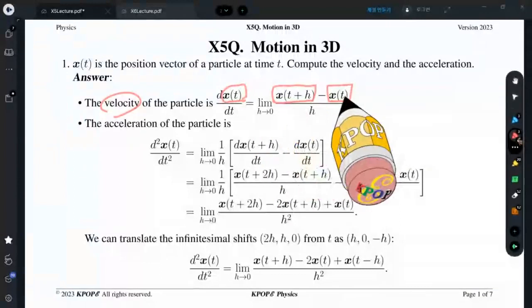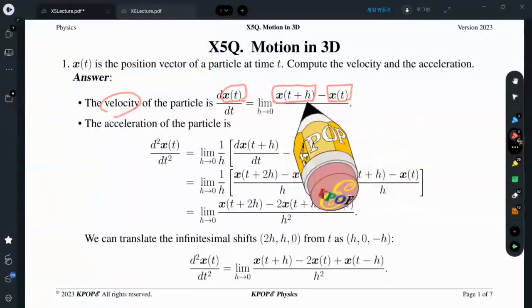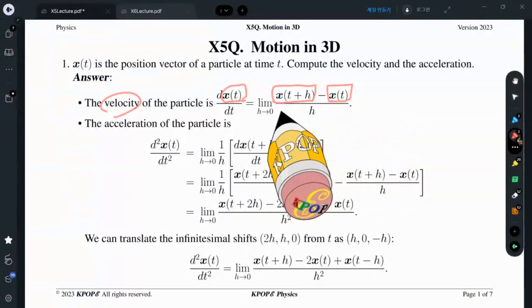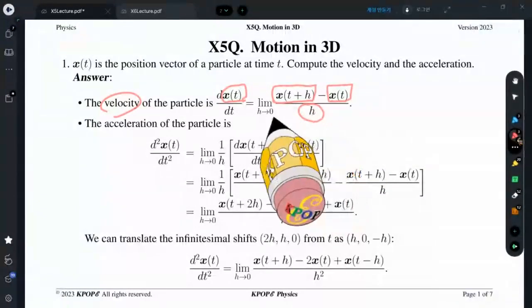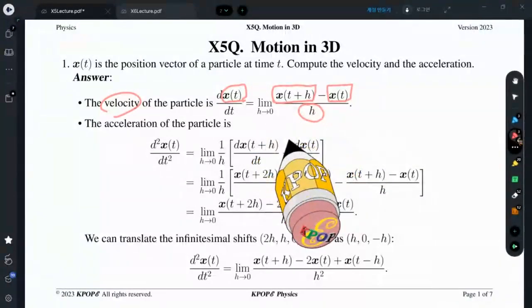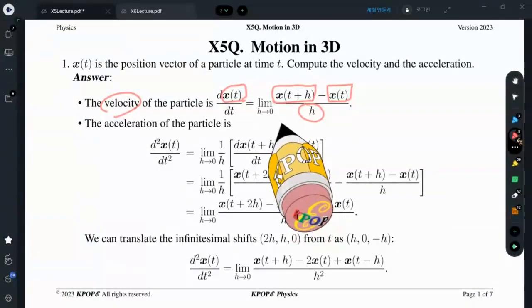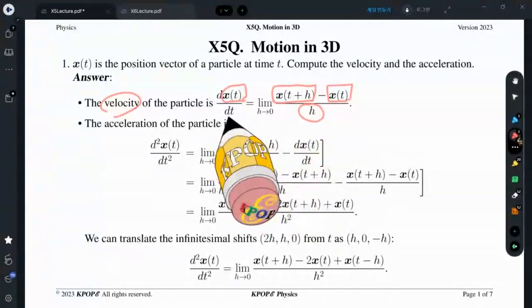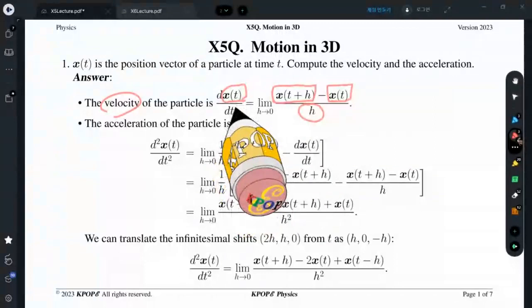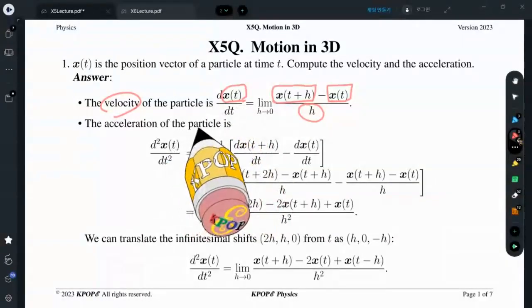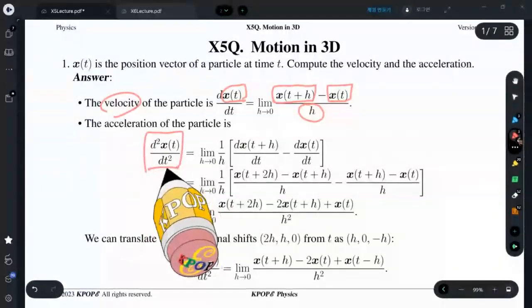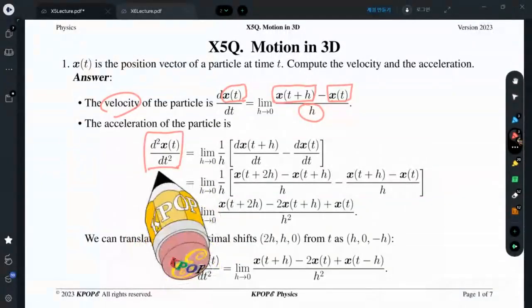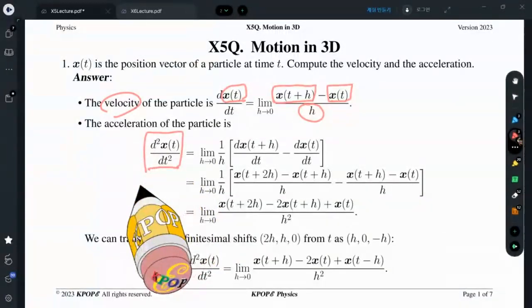that is the displacement from time t to t plus h. It's divided by the time difference h, and we take the limit as h goes to 0. That is the velocity. And we take another time derivative, that is the second order time derivative, that is the acceleration.